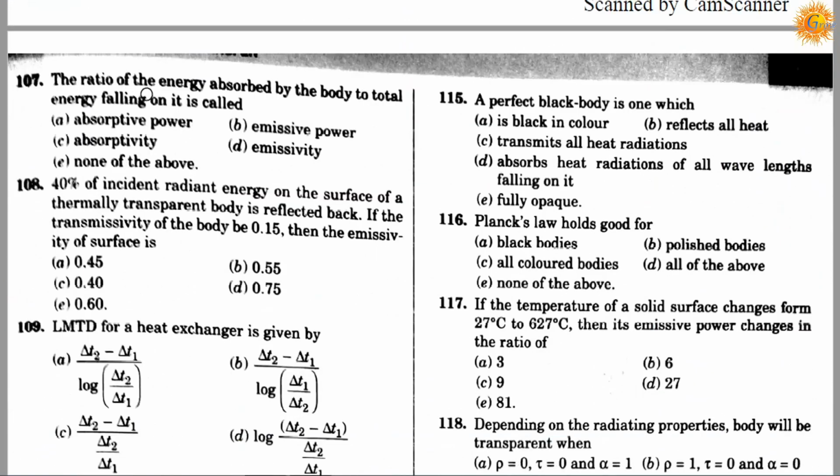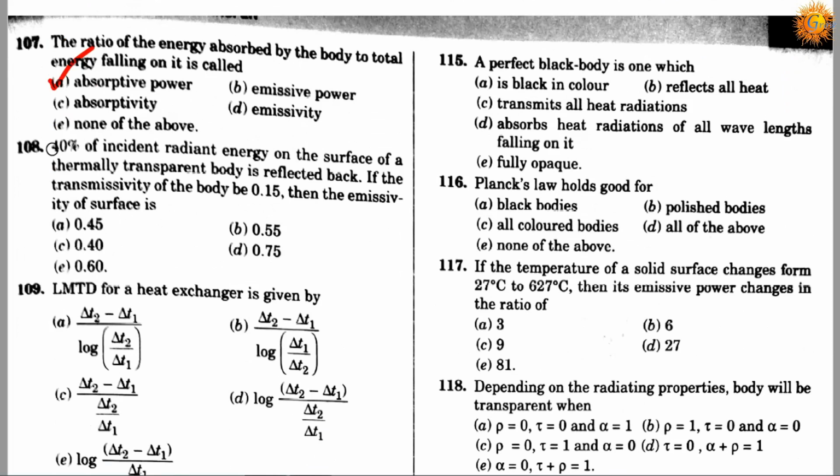Question number 107. The ratio of energy absorbed by the body to total energy falling on it is called option A, absorption power. Option B is emissive power. Option C is absorptivity. Option D is emissivity, and option E is none of the above. Correct answer is A. It's called absorptivity power.